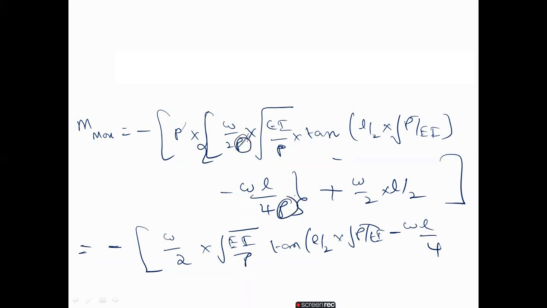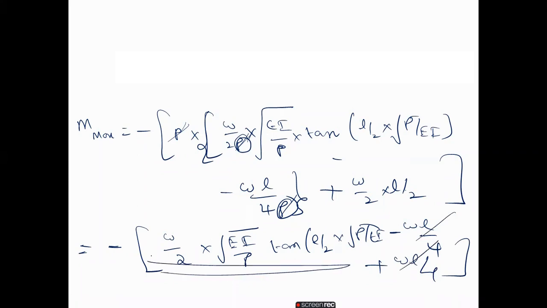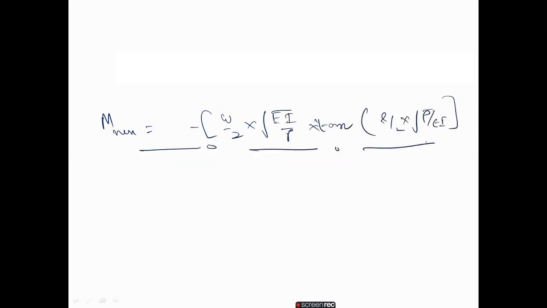Here the P value we took common outside, so it will be cancelled like this, then plus WL by 4. So WL by 4 and WL by 4 will be cancelled. You will get only this one, that is M max equals minus W by 2 into square root of EI by P into tan L by 2 into square root of P by EI. So this is the maximum bending moment we got here.